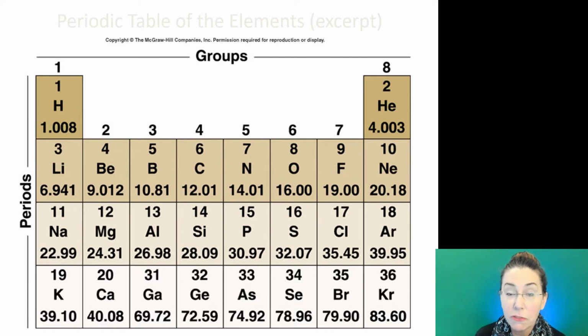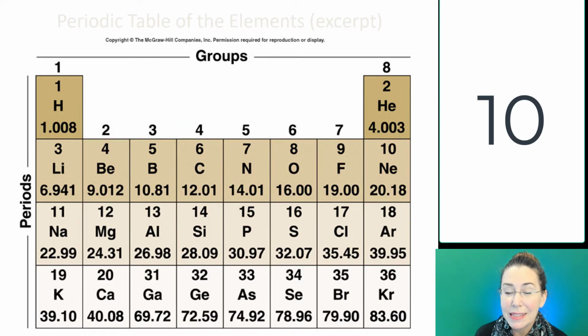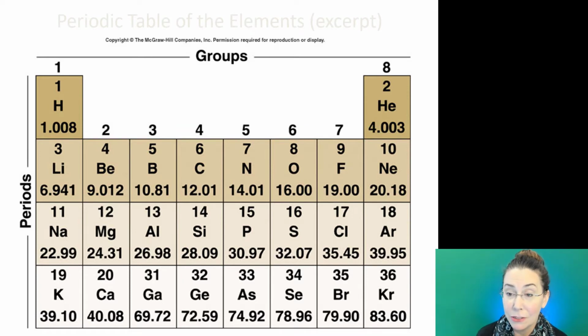Let's do fluorine. Fluorine is over here, symbol F. It has an atomic number of 9. Its atomic mass is 19.00, so we don't have to round anything. Its mass number is also 19. So how many neutrons would fluorine have? Excellent. 19 minus 9 would give us 10. Fluorine would have 10 neutrons.